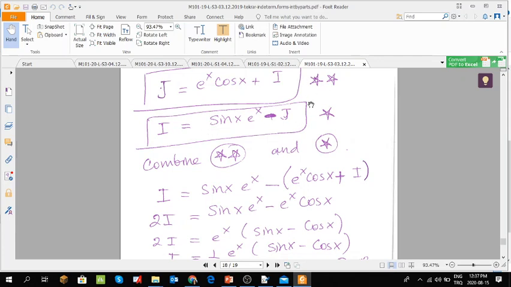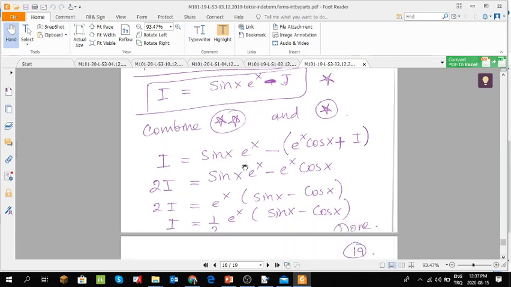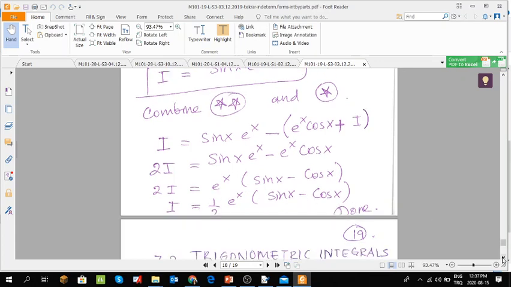We want to combine these two, double star and star, and we get I is equal to sine x e to the x minus, instead of J we write that, and we have negative I. We take this negative I as positive on the left hand side. 2I is equal to this, so our answer, we factor out e to the x, which is a common factor. I is equal to 1 over 2 e to the x times sine x minus cosine x. That's the final answer.